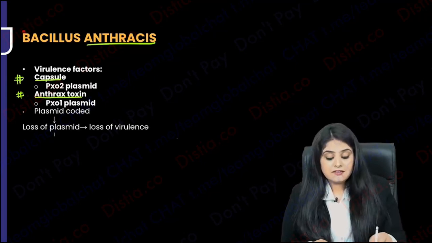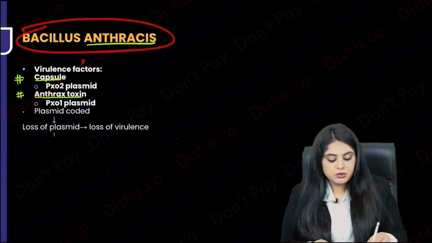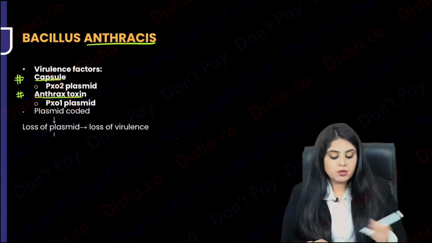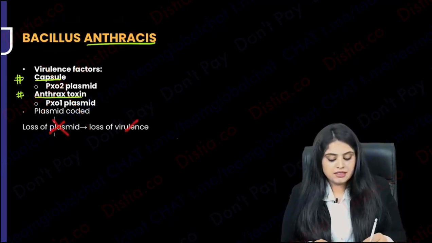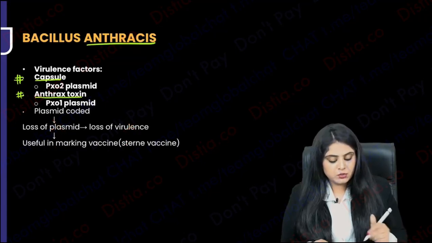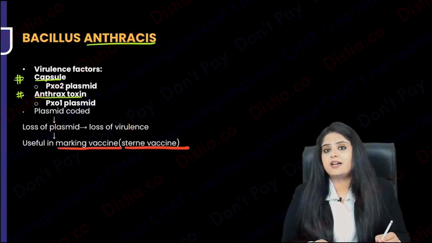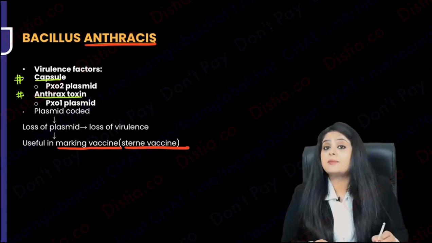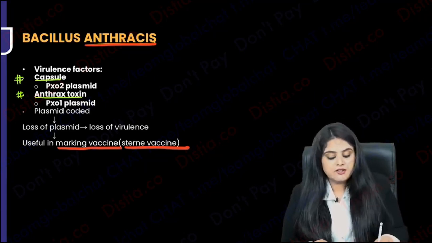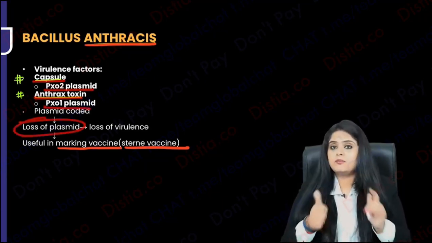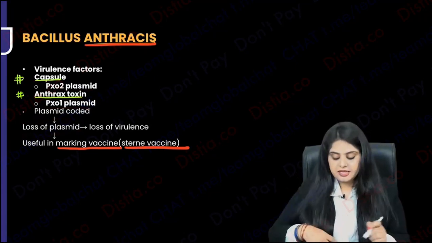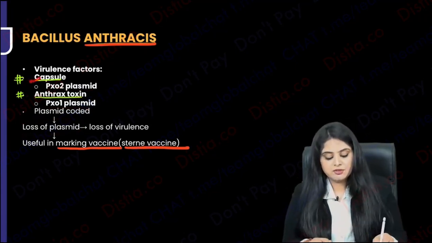When do you want to exploit this situation? I know that if I have to make a vaccine, I will have to remove the virulence factors. So what will I do? I will remove the plasmid and the virulence factors will be removed, and that is what is used in making a vaccine. This is a vaccine known as the Stern vaccine, which I'll be telling you about in a while. It is given to animals because Bacillus anthracis comes from animals, okay? So repeating, the virulence factors, capsule and anthrax toxins, are all under control of the plasmid. Plasmid gone, virulence gone.